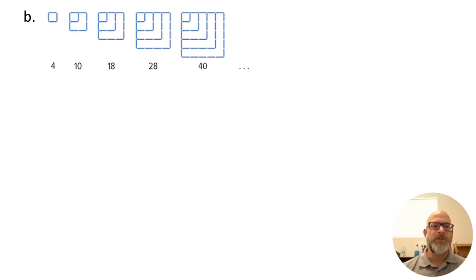Looks like we have squares here, and this has 4 segments. This has more than 4 segments. It has 10 segments, 18 segments, 28 segments, 40 segments. But you can see what's happening. You're adding a larger square each time.